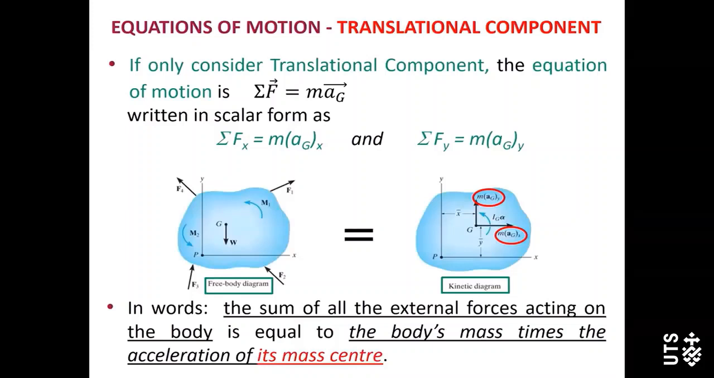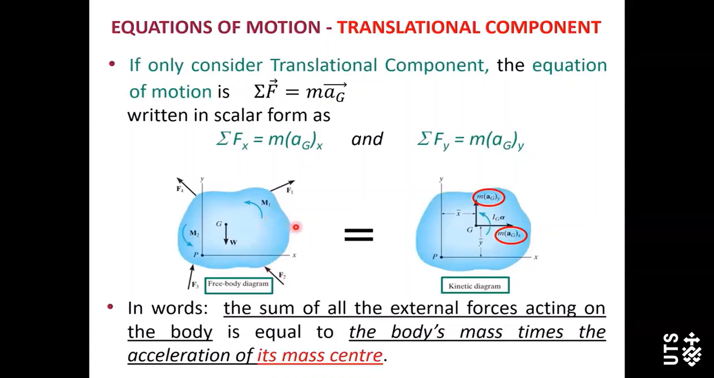Firstly, let's look at the translational component. The equation is actually the second law of Newton. We can express this equation using vector form or using scalar form, because we are dealing with planar kinetics. So the problem will be 2D problem. So here you can see only x and y components. Look at this diagram.